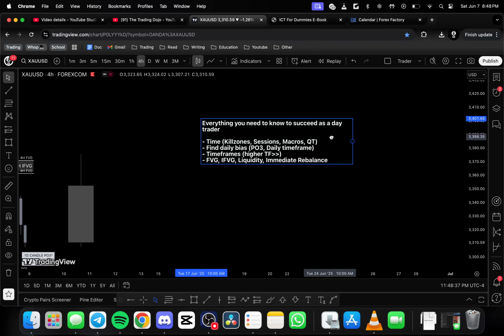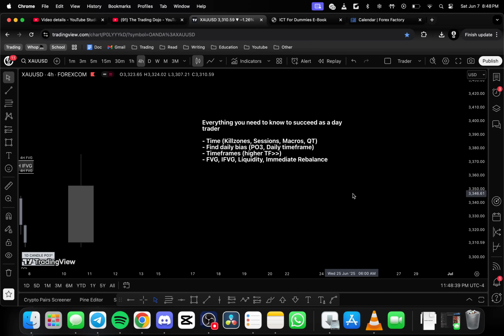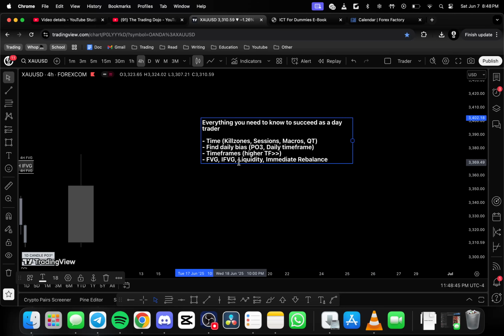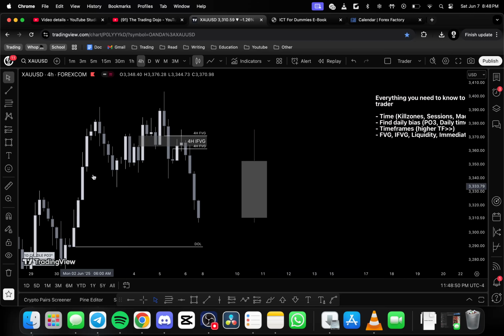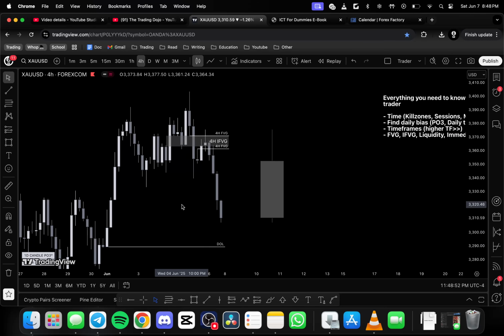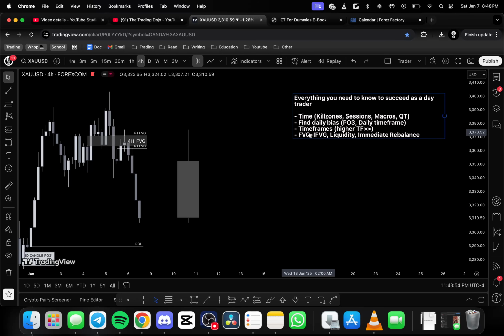When I started off, I was looking at everything. I had ICT's model basically locked down, the 2022 model, order blocks, everything else. But fair value gaps and IFEGs stuck with me because those are actually the way that the market works. And in order to further understand them, you have to master time frames, because there's going to be different fair value gaps on different time frames.